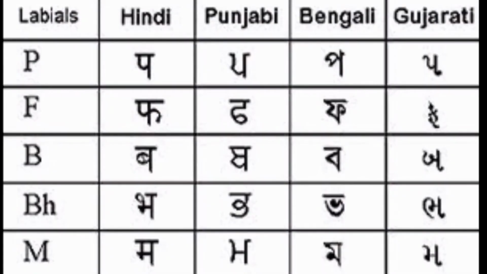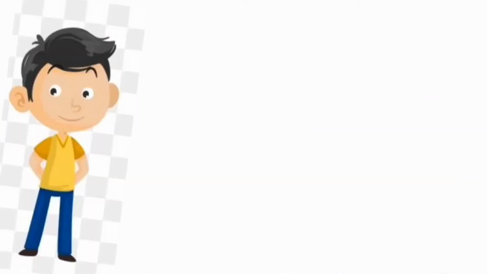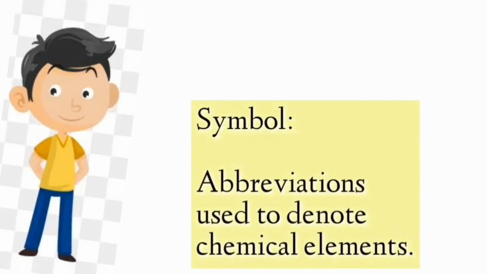Now we have different alphabets in different languages. The difference is in how we pronounce them and how we write them. Here you can see P or F written in different ways in different languages and so on. So from here we can define a symbol as nothing but an abbreviation used to denote the chemical elements.